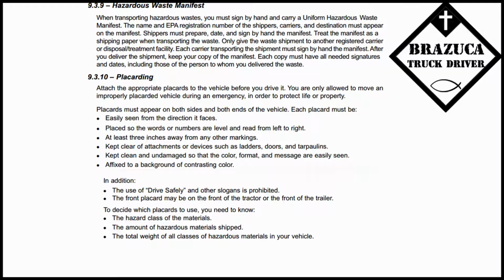The front placard may be on the front of the tractor or the front of the trailer. To decide which placard to use, you need to know the hazard class of the material, the amount of hazardous material shipped, and the total weight of all classes of hazardous materials in your vehicle.